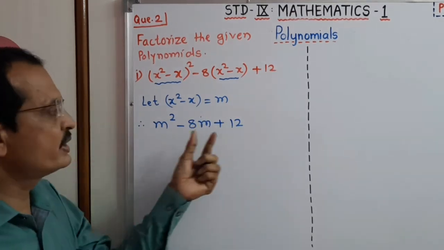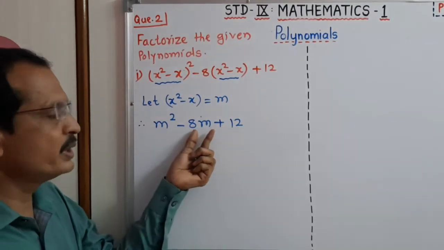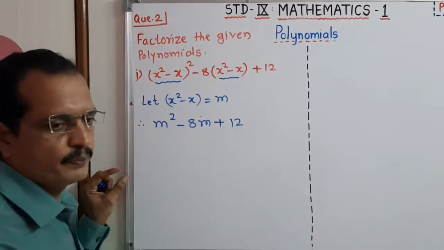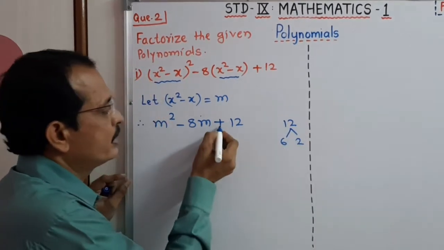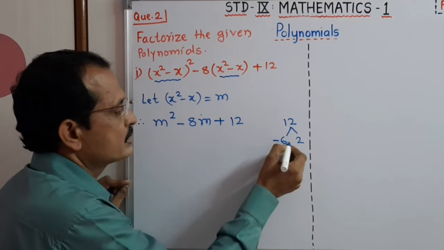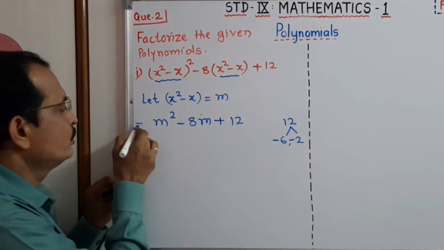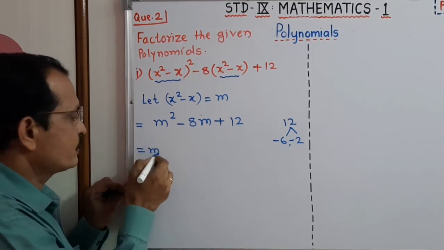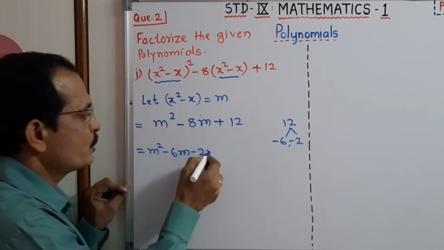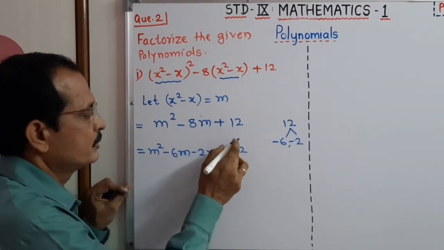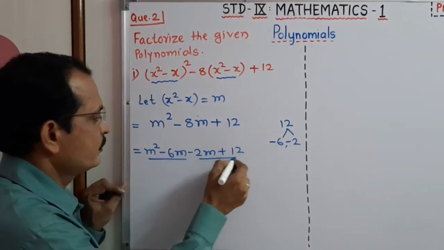Now dear student, it is very easy to find the factors of 12, whose addition should be 8. 6 and 2 are the factors. Therefore dear student, we write 12 and here it is 6 and 2. Here it is plus sign, therefore the middle is minus, and here it is minus. Now see here, what we have to do? Here it is m square minus 6m minus 2m plus 12. Isn't it? Now see the factors.